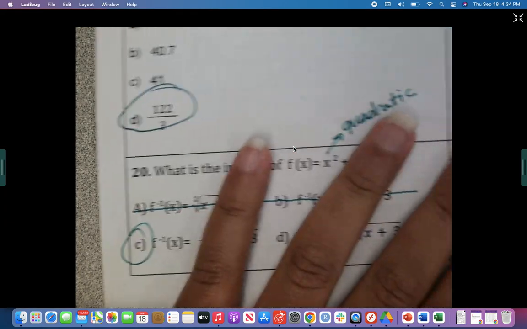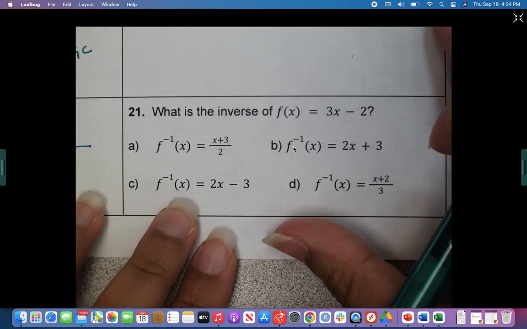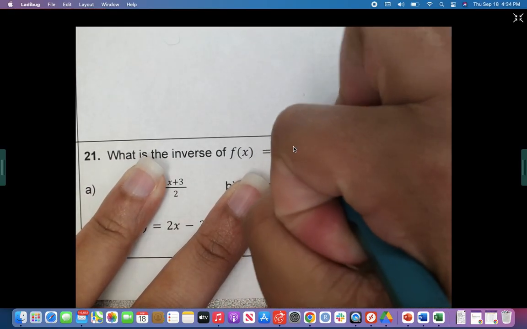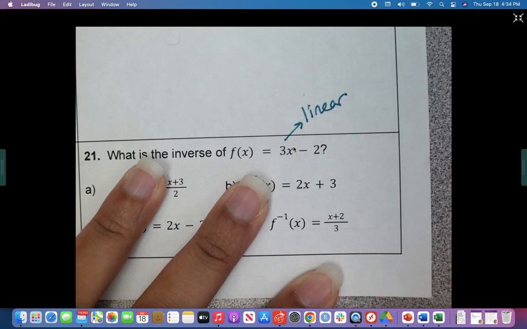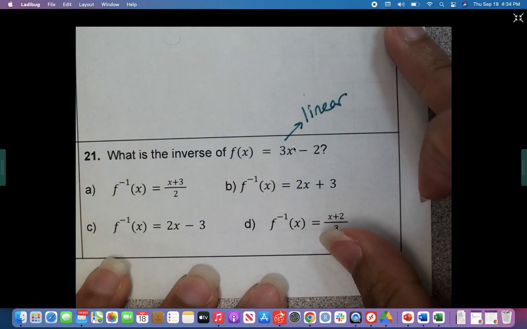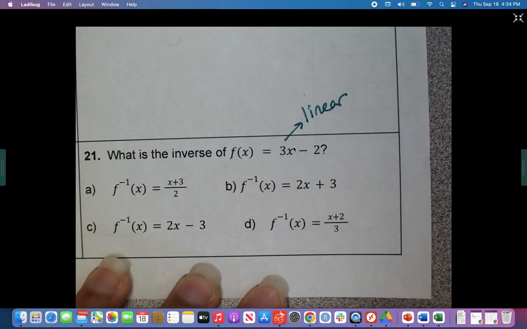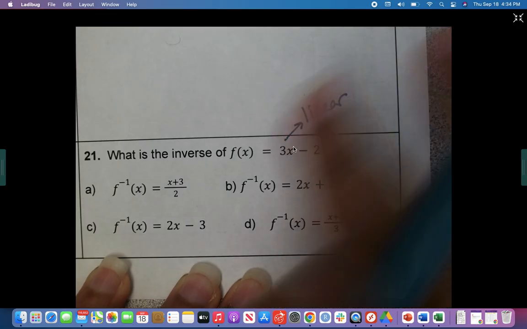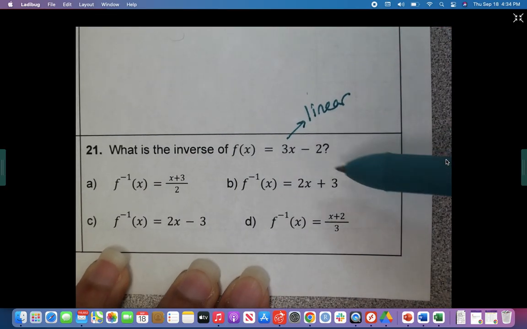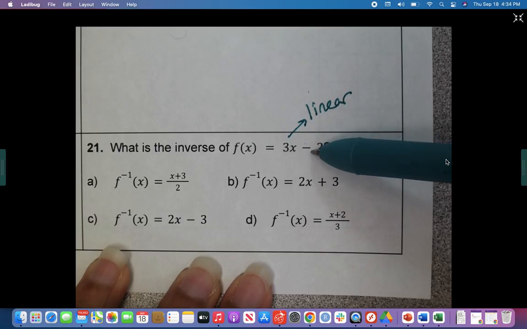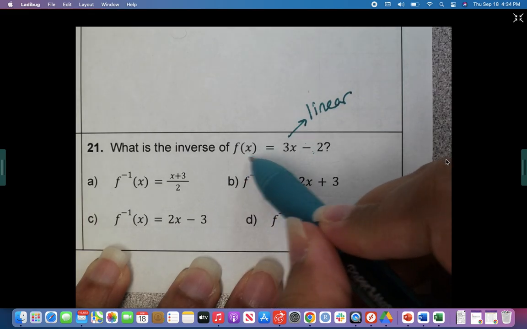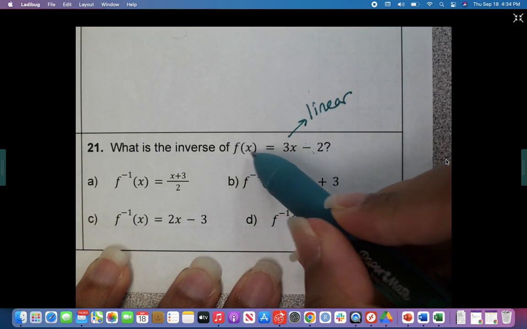All right, 21. So what is the inverse? So this is a linear function. Linear functions are the only one where your inverse is still a linear function. So the function type does not change for the inverse like it does for all the rest of your function types. So same thing on this one. I'm going to solve this one algebraically just to show y'all, and then I'll still go back and show you ordered pairs are switched.